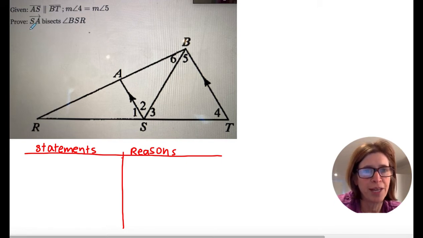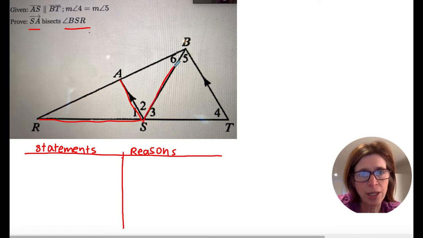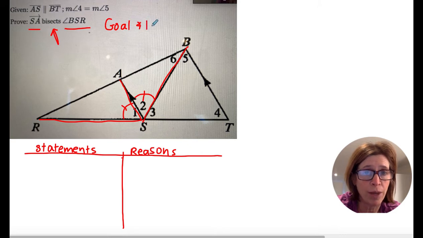You're trying to prove that SA bisects angle BSR. So SA is this, and the angle that you're trying to bisect is this. In order for you to say that that is true, you have to somehow prove that angle 1 equals angle 2. That should be your goal. So my goal is that I want to get angle 1 congruent to angle 2 because they're not right now. All right, so let's see how we can do that based on what we were given.